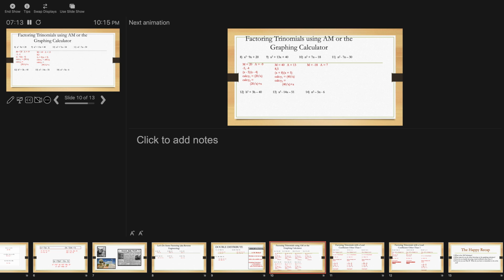Okay, number 10, we're going to multiply out to equal negative 18 and add up to positive 7. That gives me 9 and negative 2, because 9 times negative 2 is negative 18, and 9 plus negative 2 is 7. So the factors are x plus 9 and x minus 2.